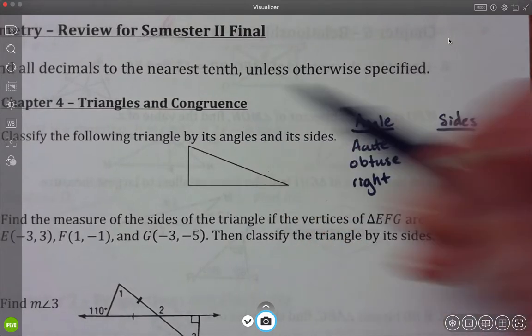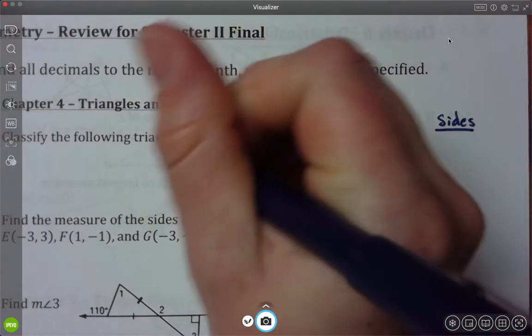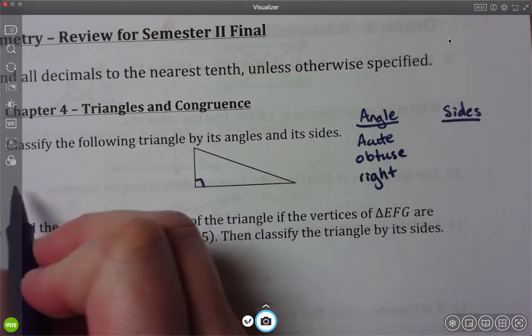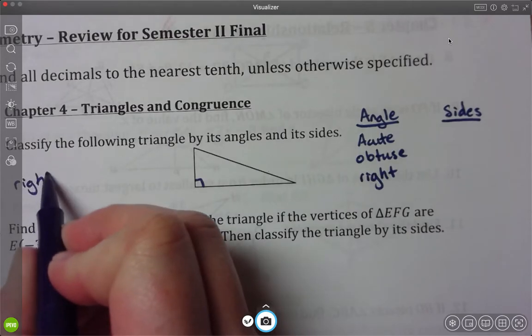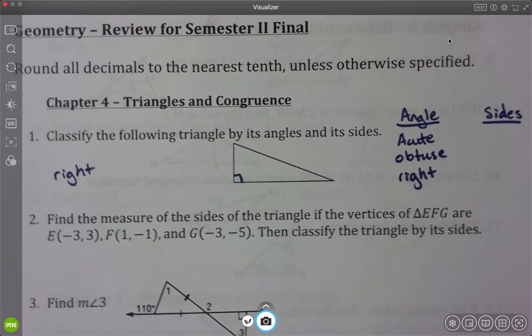Okay, so normally we don't assume anything unless it's already marked on this triangle, but I'm going to go ahead on this one and assume that this is a 90-degree angle. So I'm going to say that this is going to be a right triangle. Okay, now that's one of its names. It's going to have a second name according to its sides.